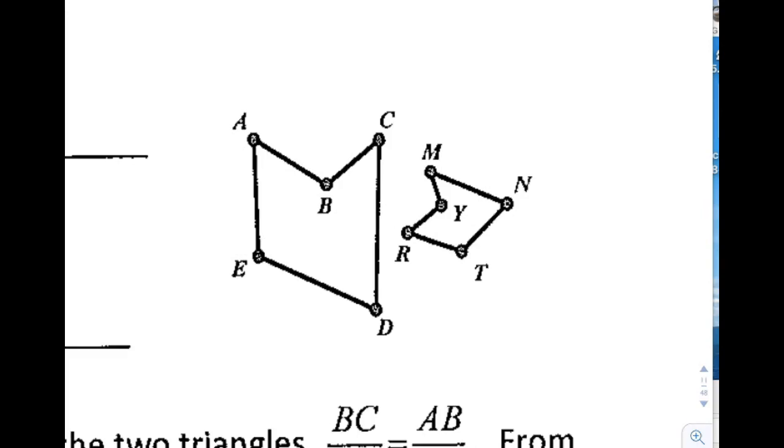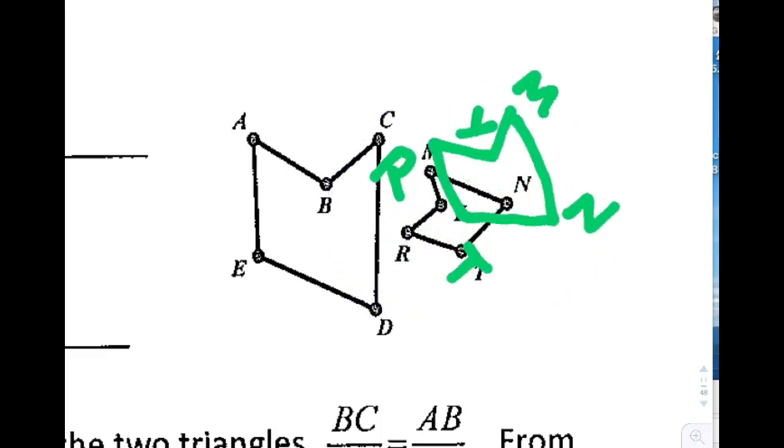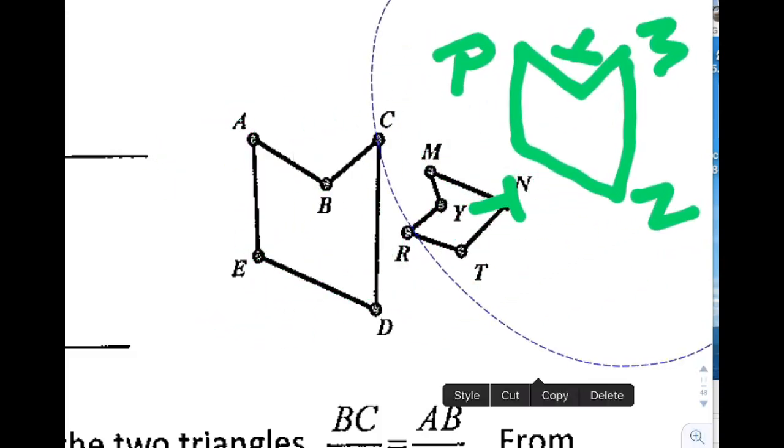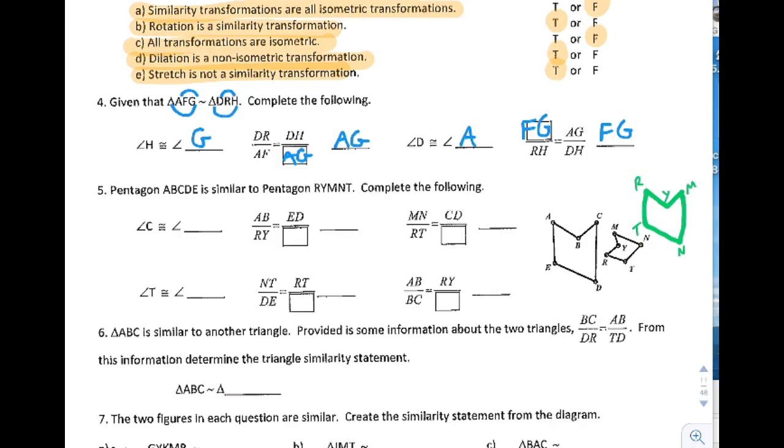On this irregular pentagon, I'm going to feel way more comfortable if I have them pointing in the same direction. So I'm going to take one of these and turn it so it's sitting the same way as the other one is. And like we said before, angles are pretty easy. Angle C is in the same location as angle M. And then we have AB over RY. AB, RY, ED, TM. See the pattern there?